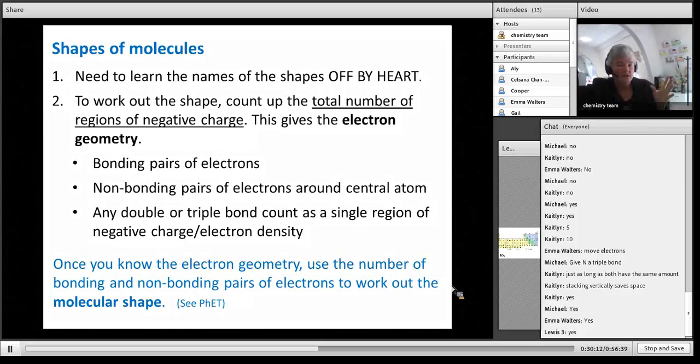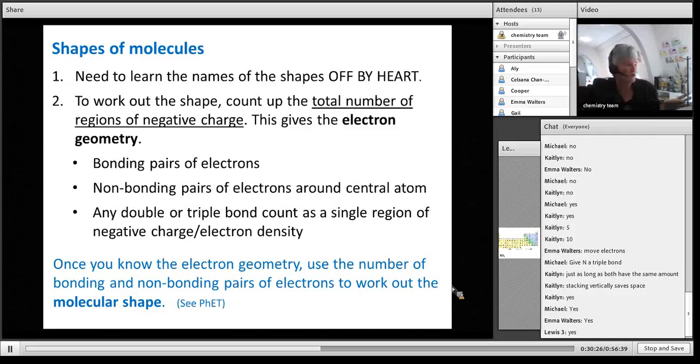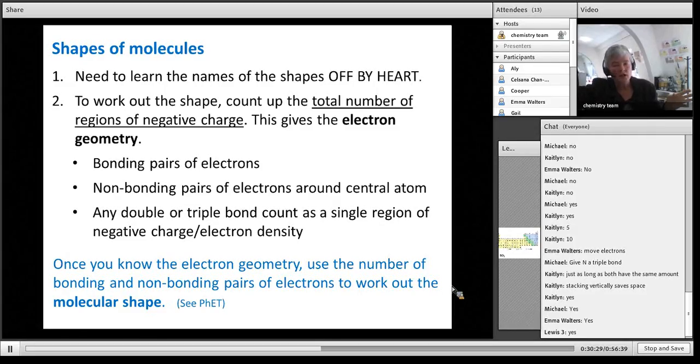So the tip for this one is to learn the shapes off by heart. This is the donkey work. You've got to just know the shapes, and I'll show them just now, but it's things like linear, tetrahedral, trigonal planar, and so on. Then, when you've done your Lewis structure, you count the number of regions of negative charge around the central atom, and that'll give you your electron geometry. I'll explain that just now. I think it's easiest if I just quickly go through this and we'll repeat it when we do it.